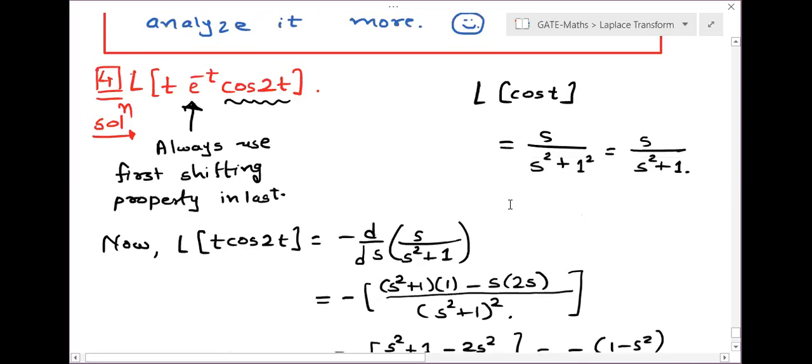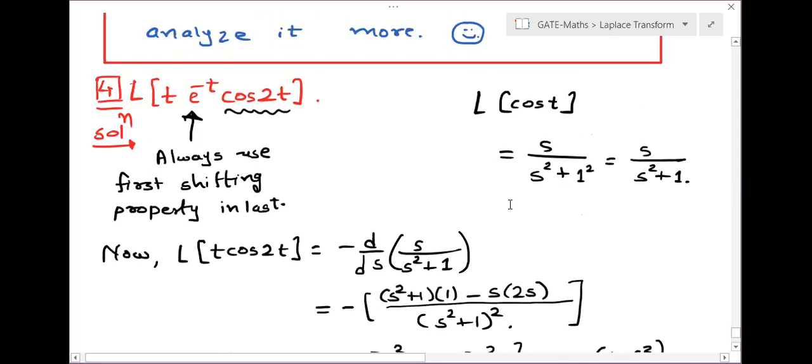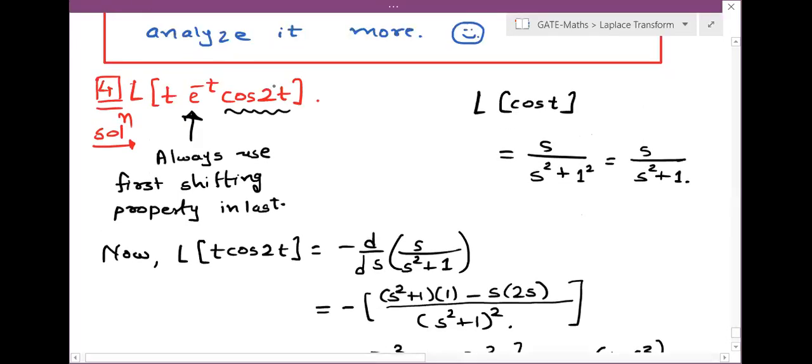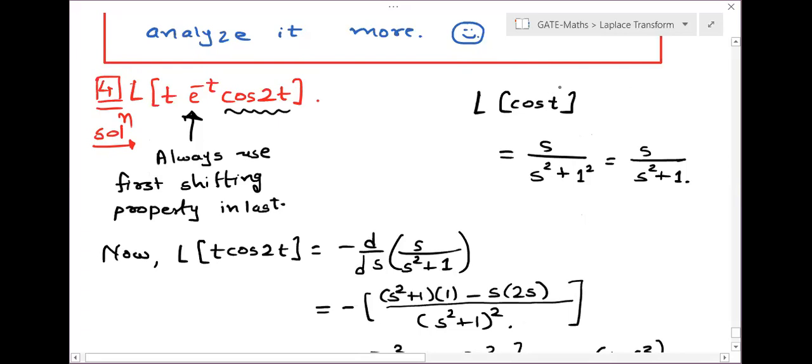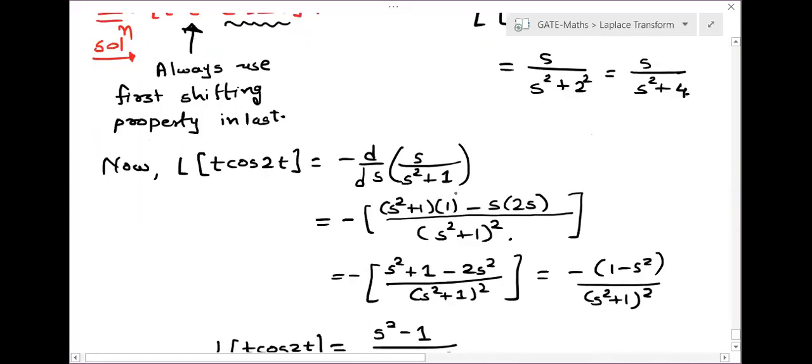Oh, my mistake, students. It is cos 2t exactly, and here I have written only cos t. So it is your cos 2t. Since it is your cos 2t, it should be 2 square, and 2 square is nothing but your 4. So here also we should have s square plus 4. So thank you, Roshan, for pointing this out.